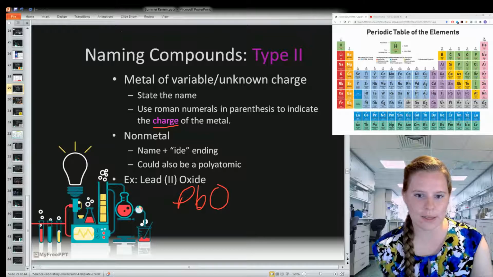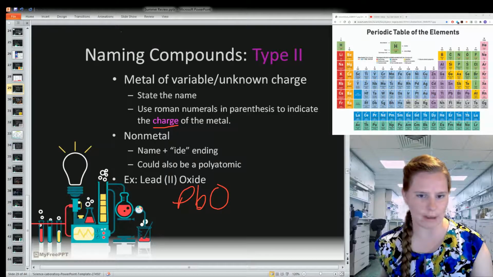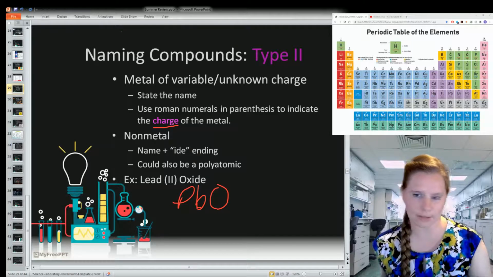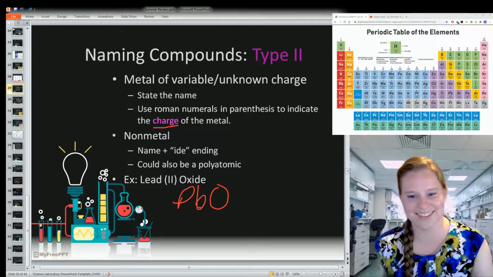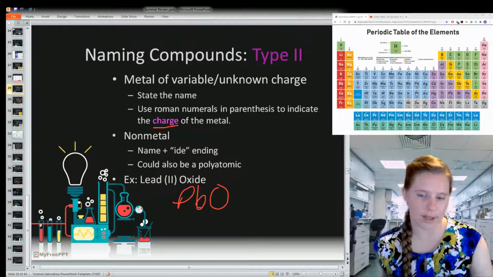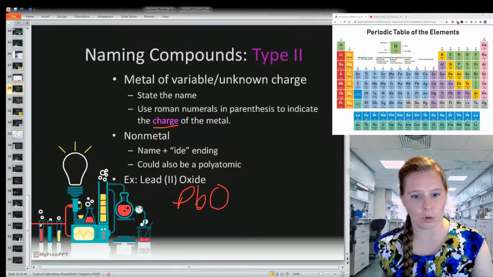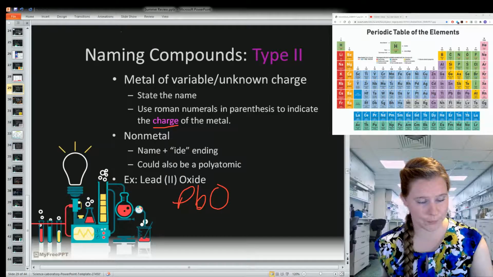Okay, so if you're looking at this compound and you want to name it, how do you name it? We'll just name the metal. Pb is lead. I know it looks like peanut butter, but it's lead. So lead, and then when you get to the ending, it would be oxide. Okay, oxygen, oxide. So you keep that "ide" ending, but in the middle you're going to need to give the Roman numerals, and this is Roman numeral II.